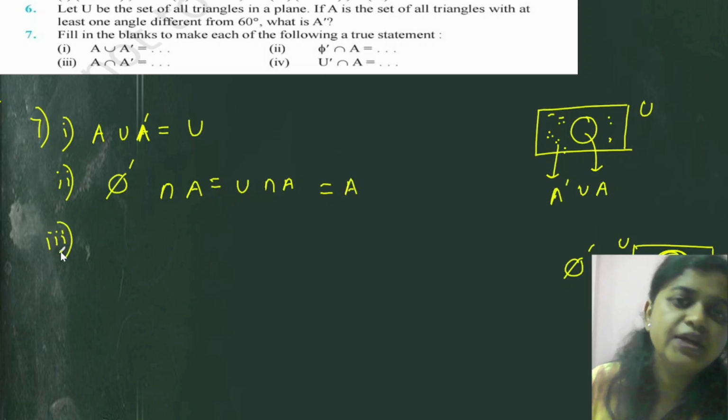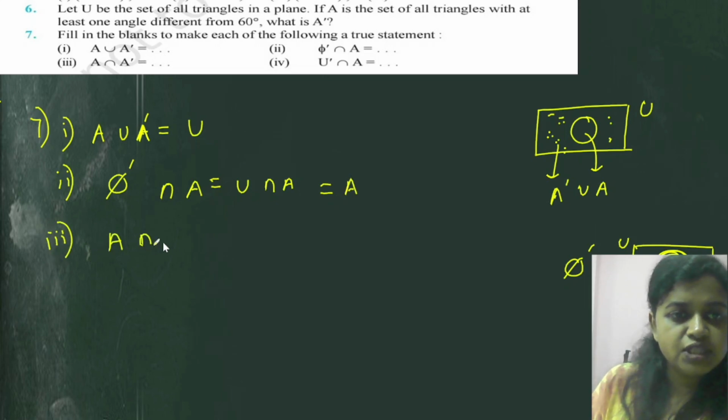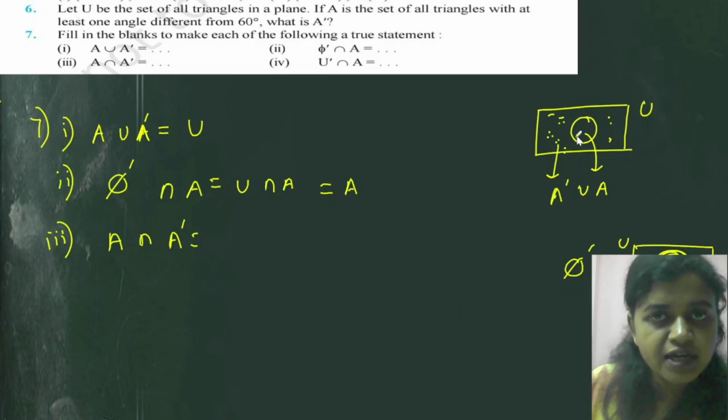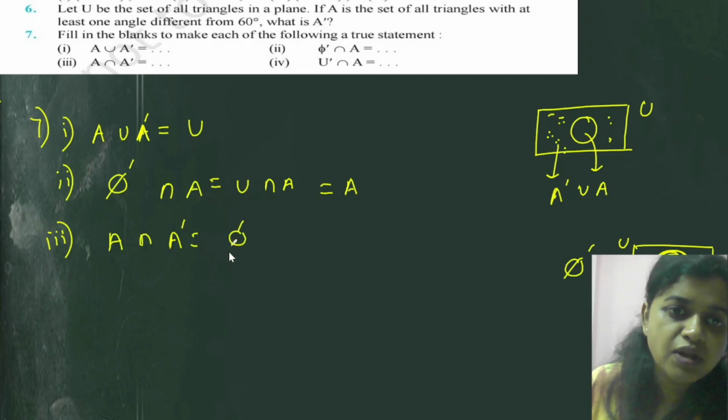Now 3. So A intersection A complement. Okay. So this is A and this is A complement. This is different. There is no common portion. Means we will get what? Phi.